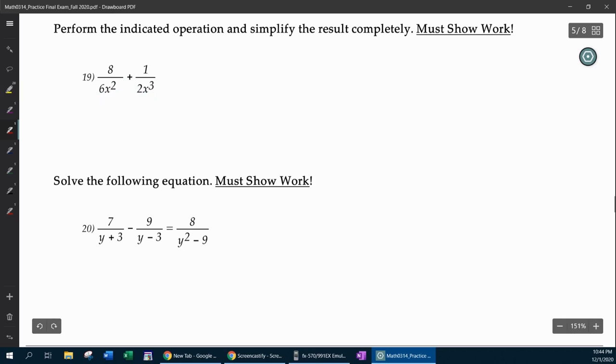Okay, so I'm going to show it like this. The first denominator needs an x, so I give it to the top. The second denominator needs to be multiplied by 3, and so I do it to the top. Now look what I've got up top. I've got 8x plus 3 all over the common denominator of 6x cubed. And that is done.